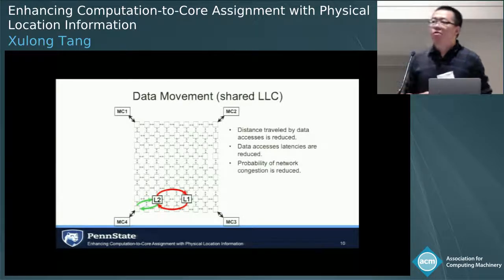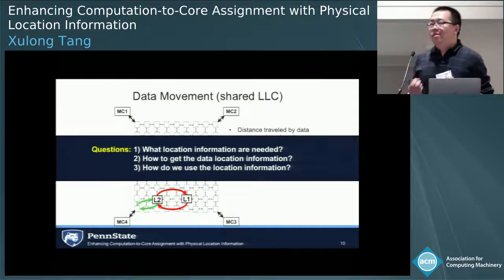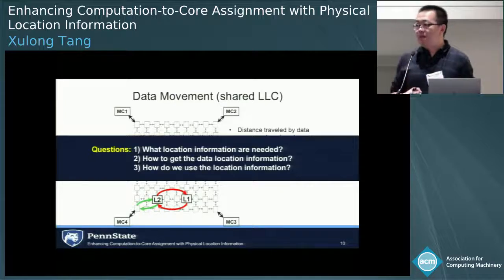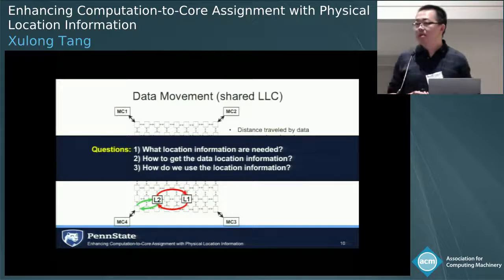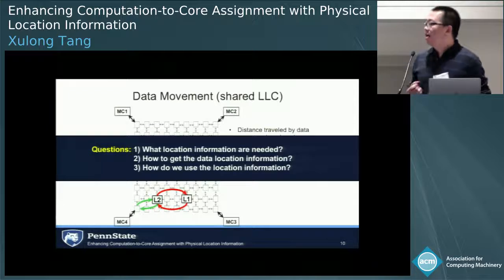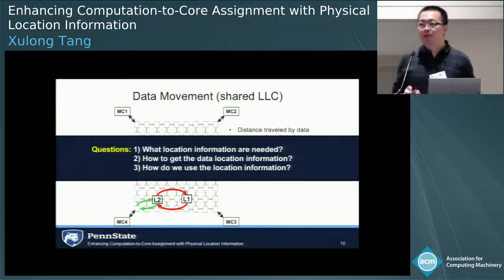The benefits of doing so are twofold. First, the latencies are reduced for all the data accesses, and also the probability of on-chip network congestion. So in order to do this kind of smart computation mapping, we need to answer three critical questions. First, what location information is needed to guide such computation mapping? Second, how do we get this data location information at compile time from the software level without modifying the hardware? Third, how do we use this location information to map the computation?